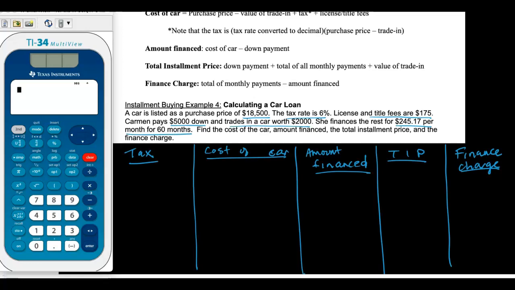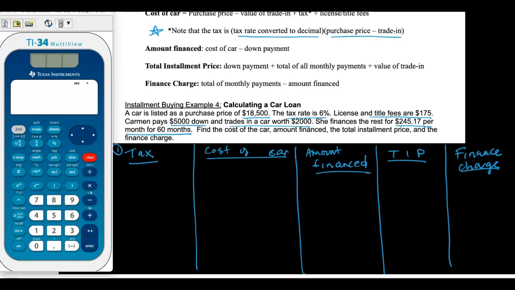Find the cost of the car, the amount financed, total installment price and the finance charge. I actually added one more thing to that, so you can see I've got everything listed here that we have to find, but I started with tax. Step one here is going to be to calculate the tax, because in order to find the cost of the car, this isn't like the last example where the cost included the tax. In this example, it doesn't. So we have to actually calculate that first. To find the tax, we can use this formula up here. Note, the tax is the tax rate converted to a decimal times the purchase price minus the trade-in.